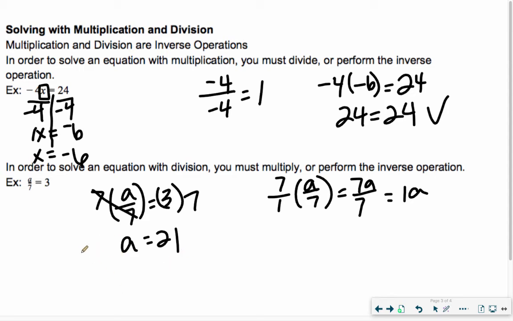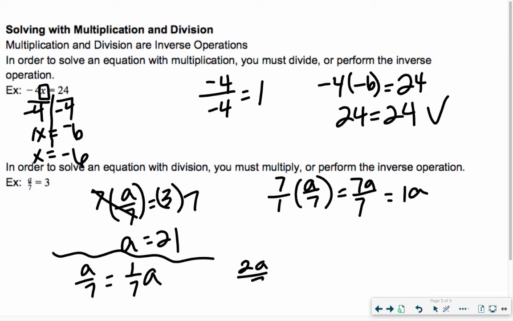Now, with that, I also want you to understand that a over 7 is the same as 1/7 a. Okay, these are equivalent. You need to know that. If I had 2a over 7, then that would be the same as 2/7 a. Okay, and we'll talk about how to solve with fractions like this in our examples coming up next.